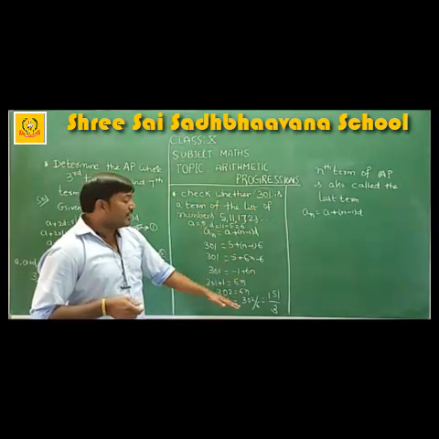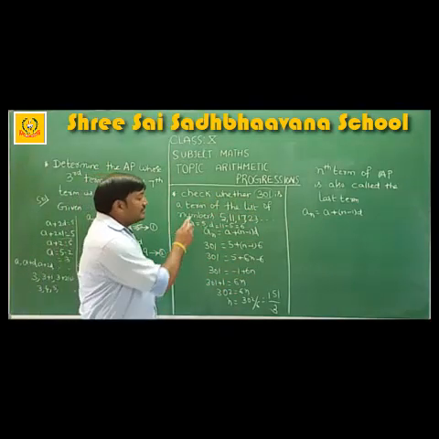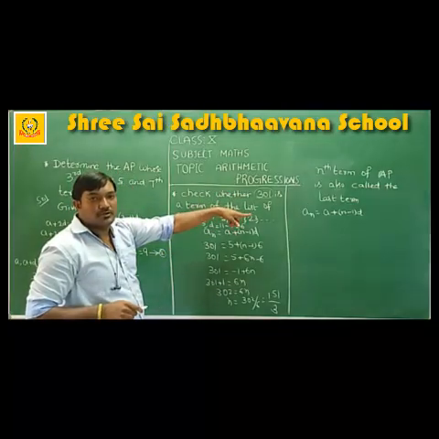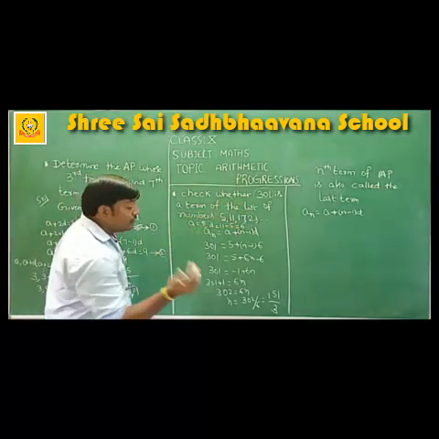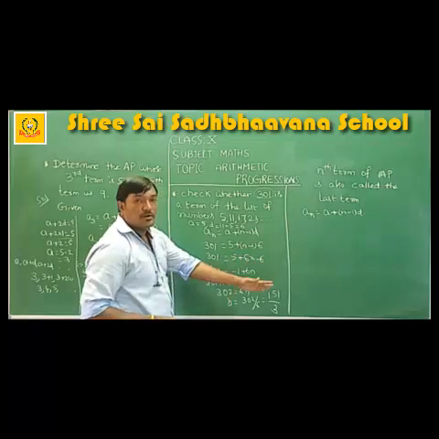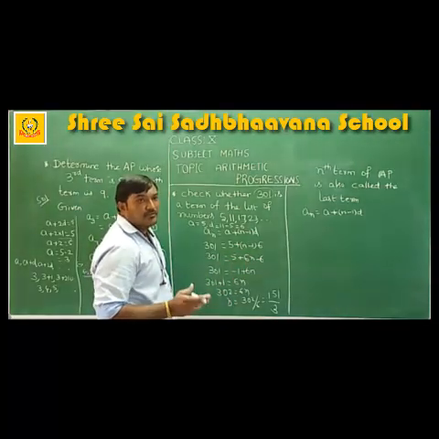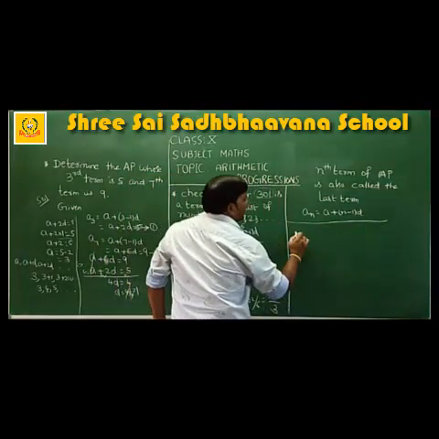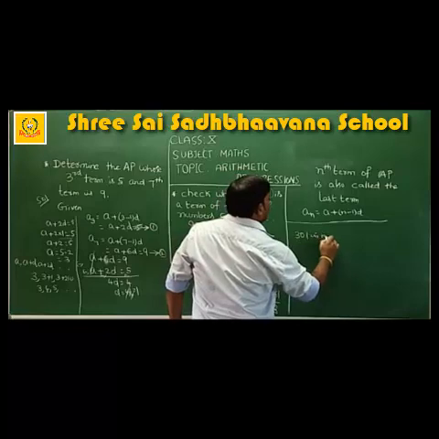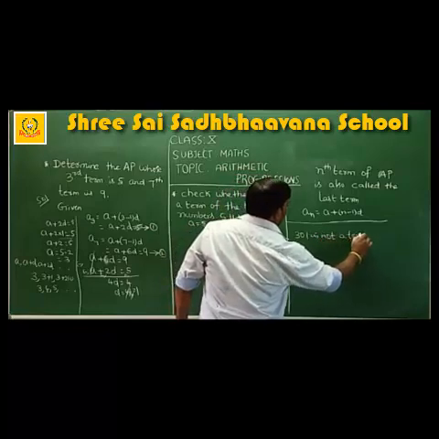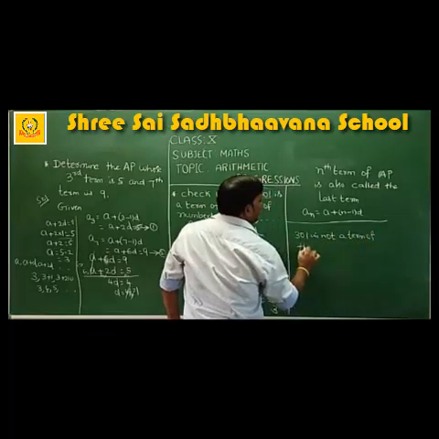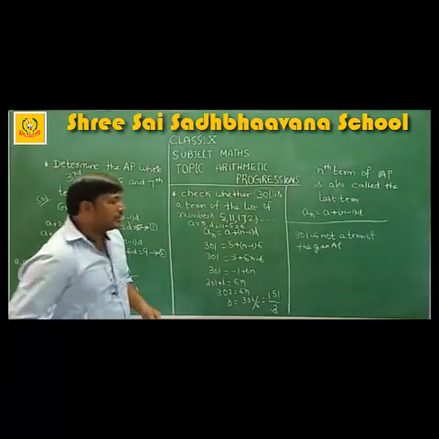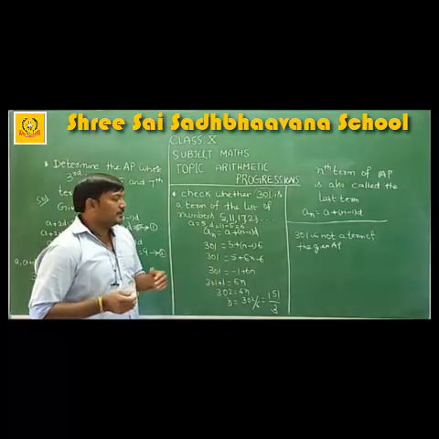That is impossible. So we can easily say that this number 301 will not be a term of this AP. Understood? How did we find it? Because the n value we got is not a whole number. There itself, you can conclude it. Okay? I'll just write here: 301 is not a term of the given AP. I hope you understood this.